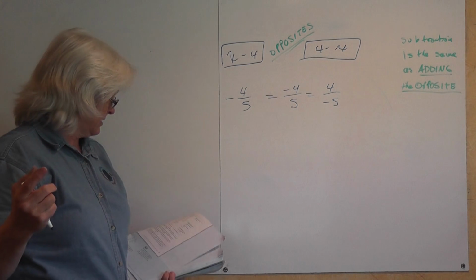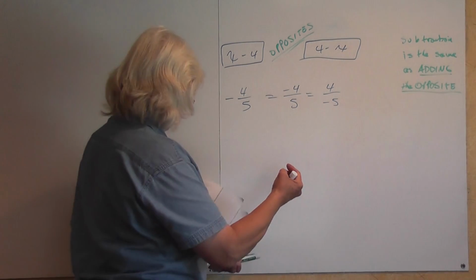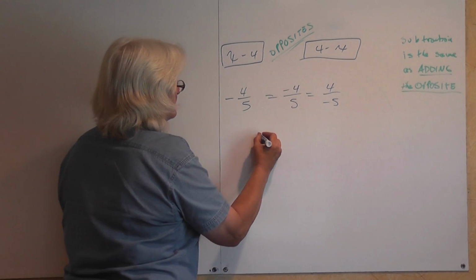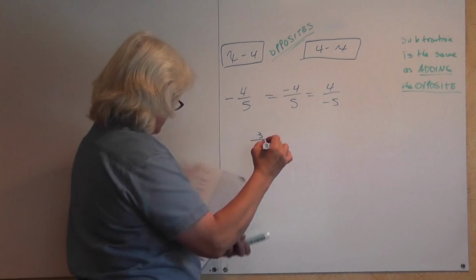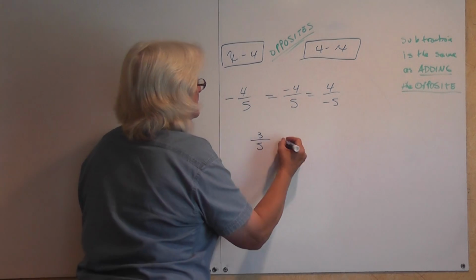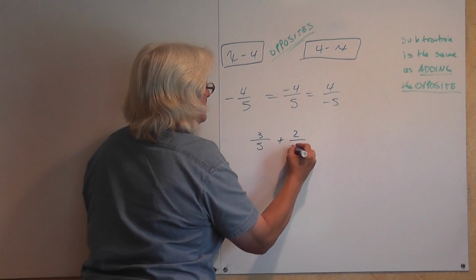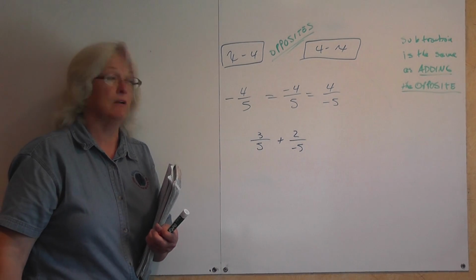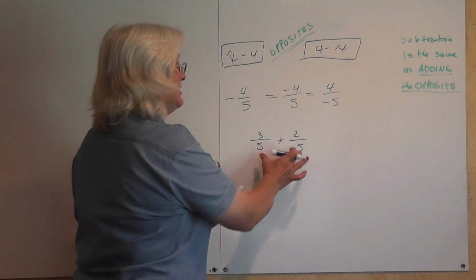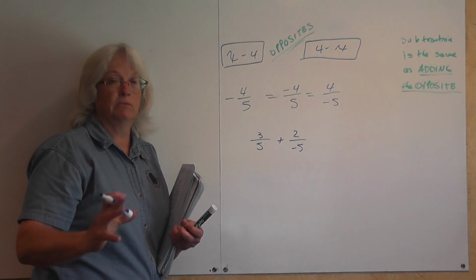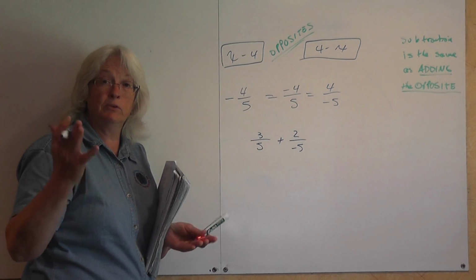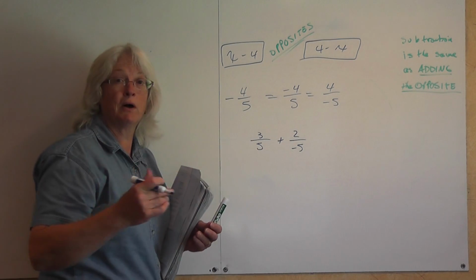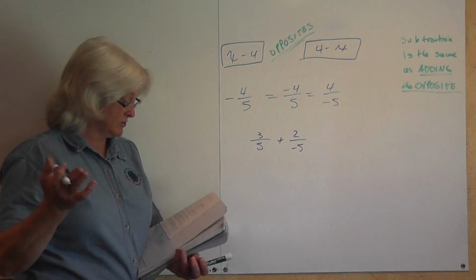So let's say that you wanted to add together 3/5 plus 2 over a -5. Now we've got a 5 and a -5 in the denominator. Not a common denominator at all. 2 totally opposite values here. You'd much rather have $5 in your pocket than owe your mom $5.